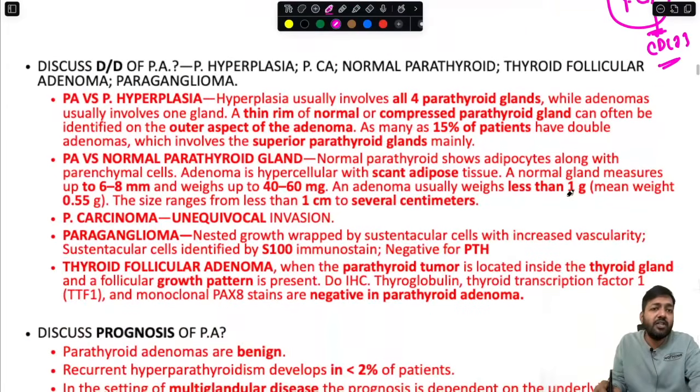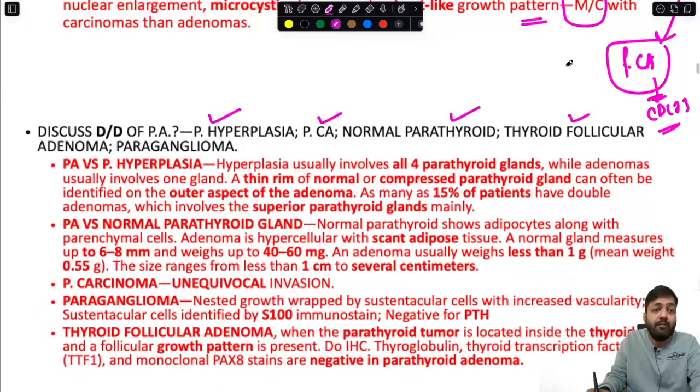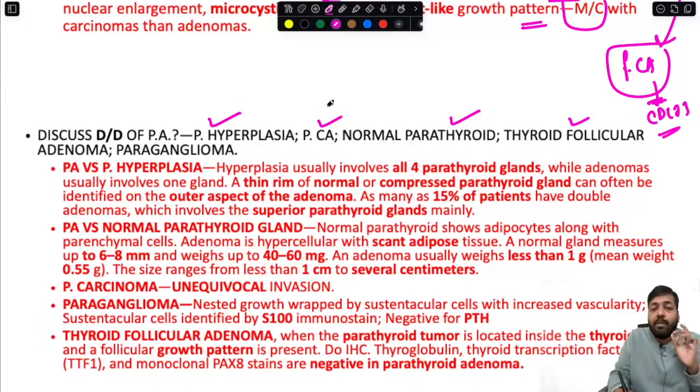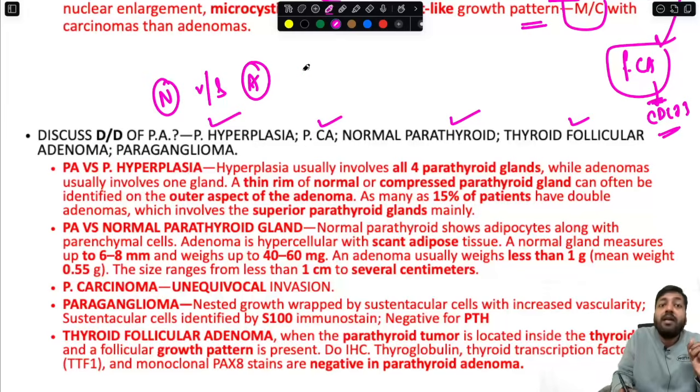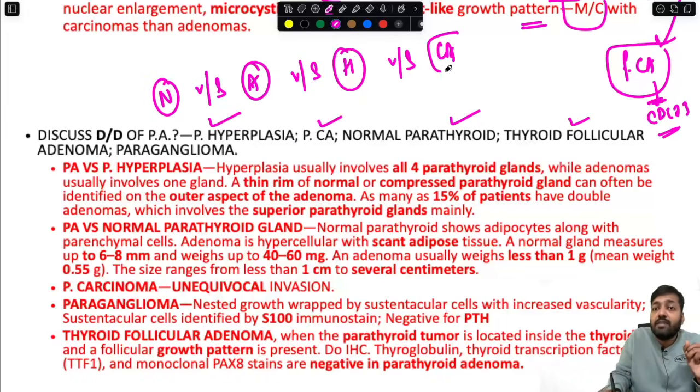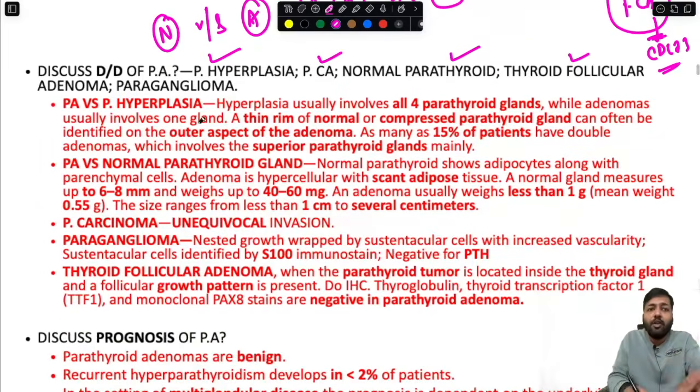Now let us discuss the differential diagnosis of parathyroid adenoma. It includes parathyroid hyperplasia, parathyroid carcinoma, normal parathyroid, thyroid follicular adenoma and paraganglioma. Now, very important: whenever a parathyroid exam slide will be there, 100%, the most important question that the examiner will ask you is to differentiate between a normal parathyroid gland versus an adenoma versus hyperplasia versus carcinoma. This is very important. Okay. So parathyroid adenoma versus hyperplasia.